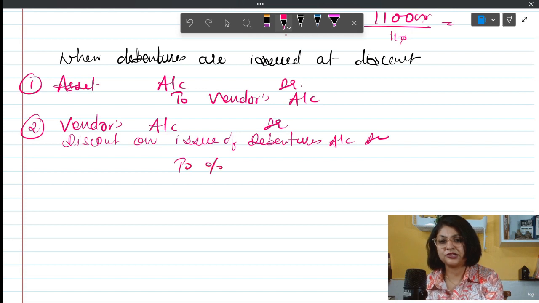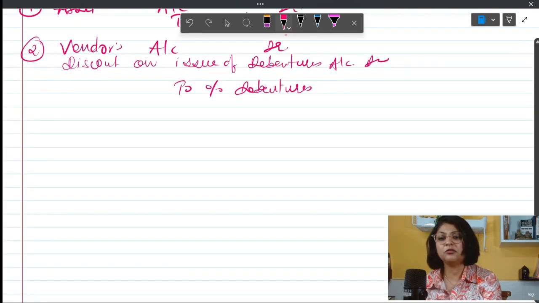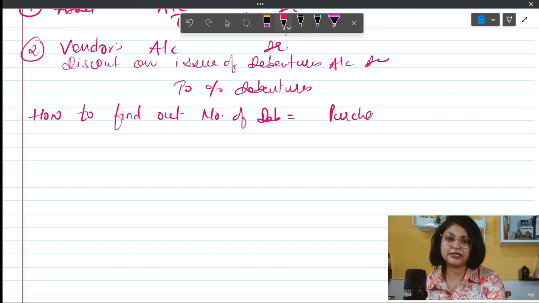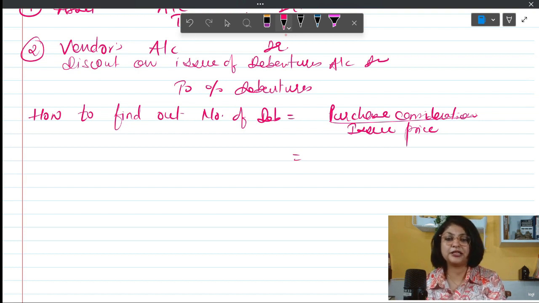to percentage debenture. Again, here we will have to apply the formula. What is this formula? The formula is how to find out the number of debentures. So for this, we will write purchase consideration and divide it by issue price. Purchase consideration, whatever it is, you are going to divide it by issue price. If you have issued debenture for 90 rupees, you will divide it by 90 rupees. If you have issued debenture for 95 rupees, like that.